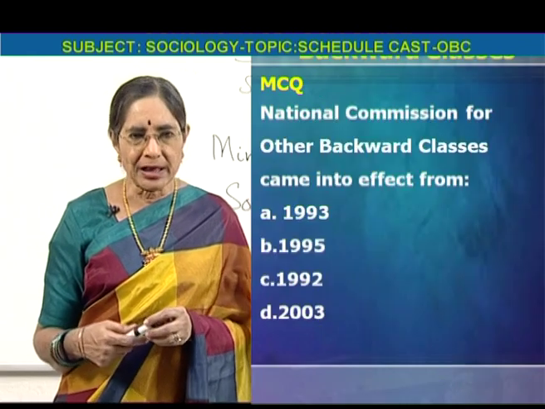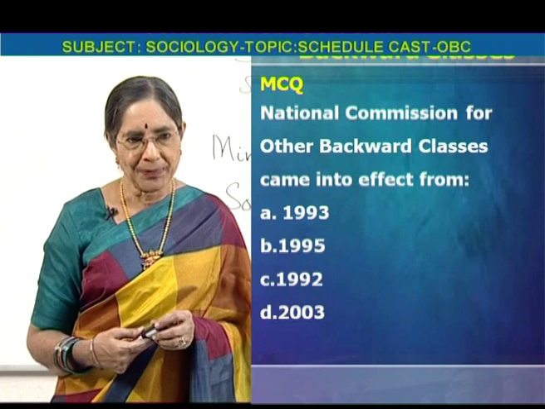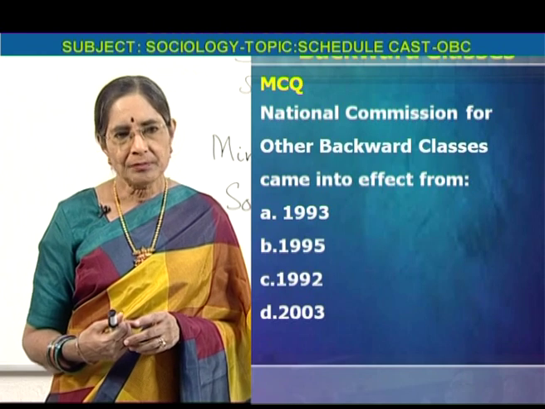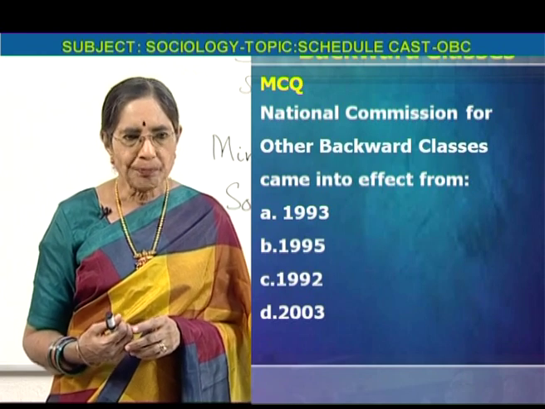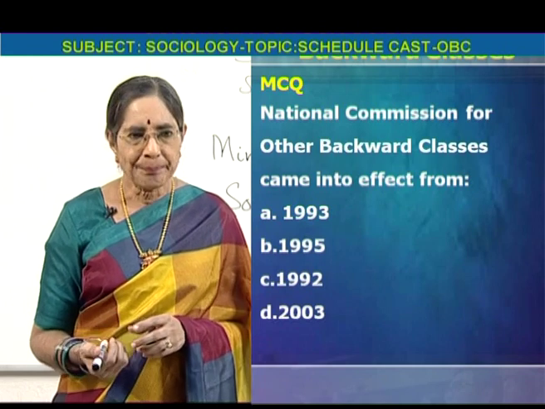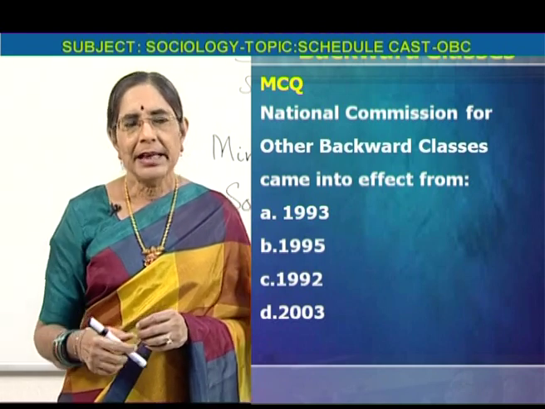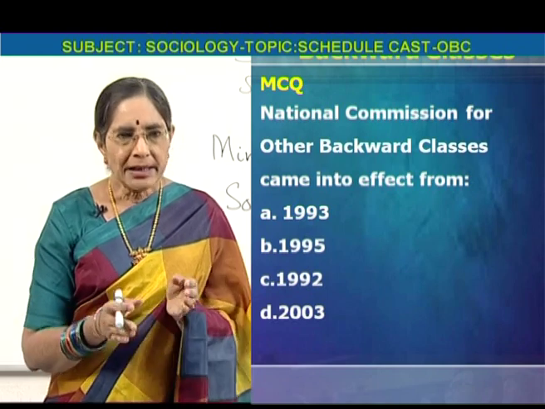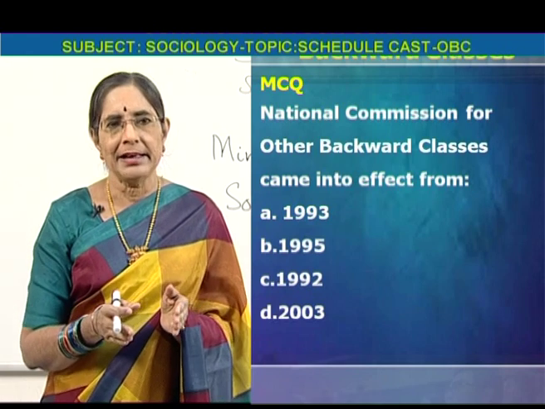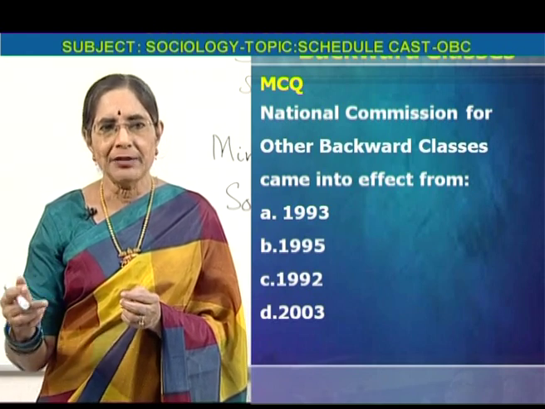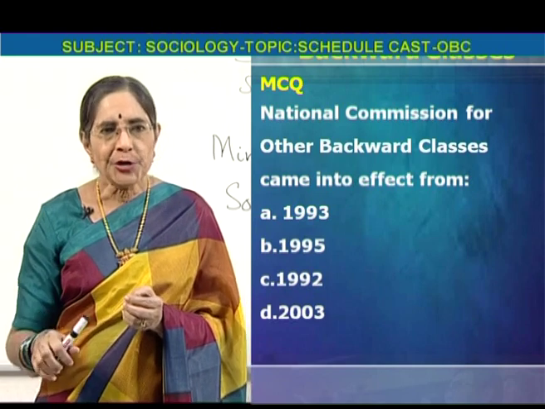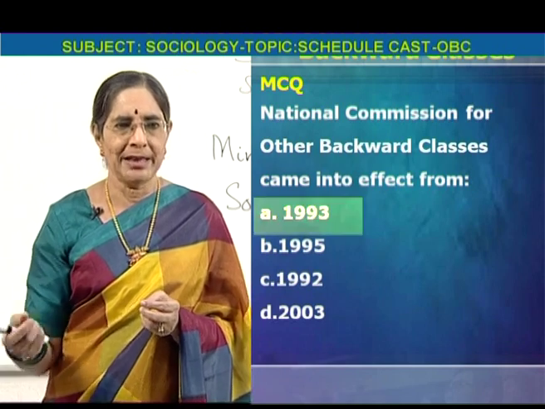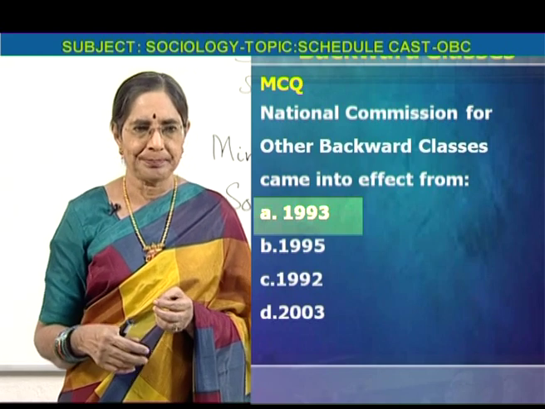National Commission for Other Backward Classes came into effect from: answer A 1993, answer B 1995, answer C 1992 and answer D 2003. All these four answers are linked with a specific time period, and we know that in the year 1993 the National Commission for Other Backward Classes came into existence in pursuance of a direction given by the Supreme Court of India to the government. Hence, answer A is the correct answer.